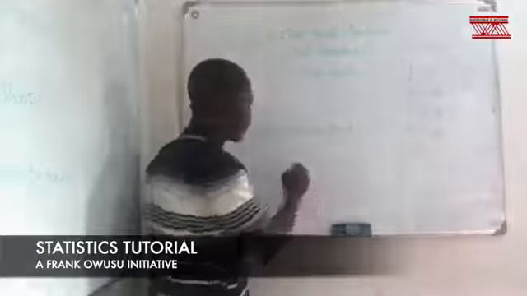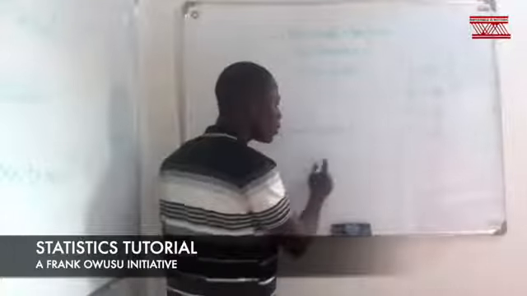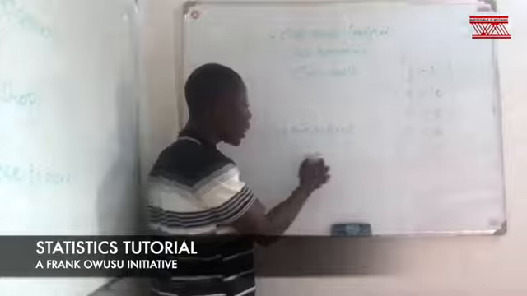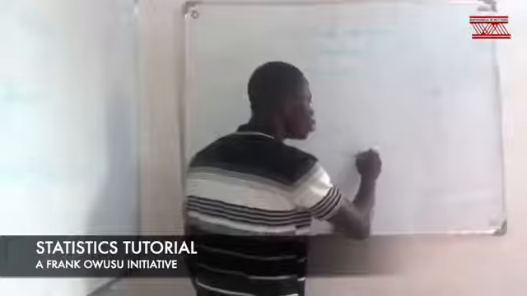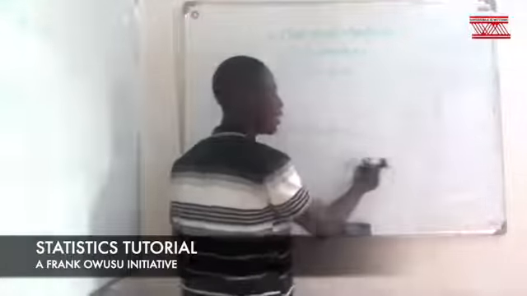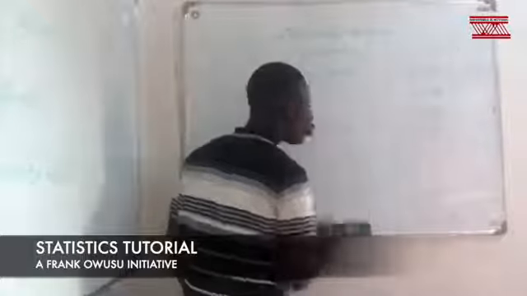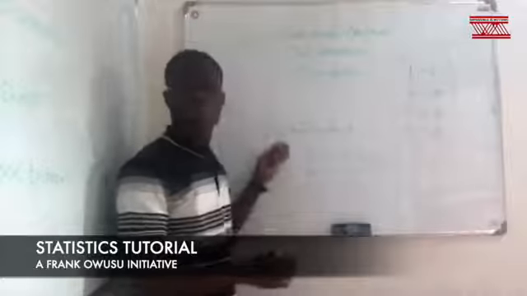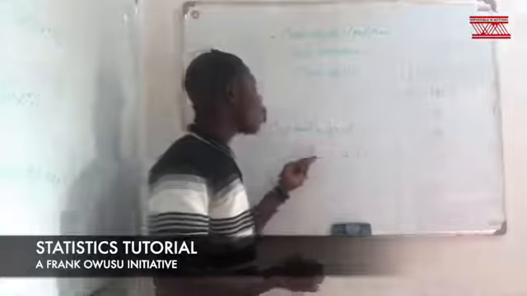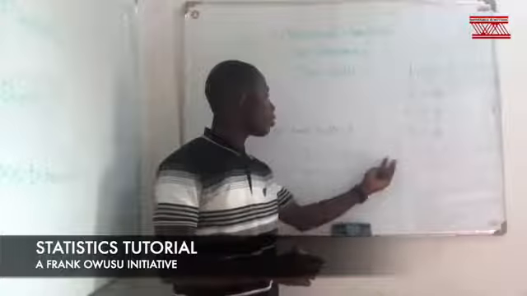The formula is the LCL, the lower class limit, plus the UCL, your upper class limit, all over 2. This is how to find the midpoint or the class mark. So it's your lower class limit plus your upper class limit over 2.